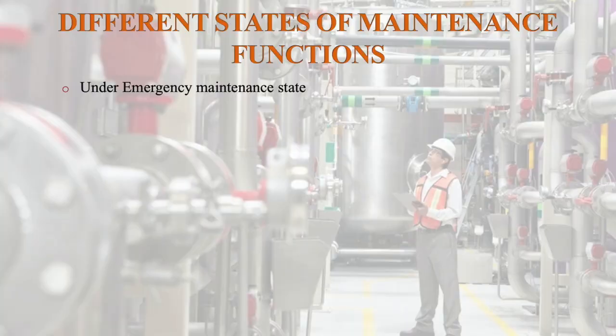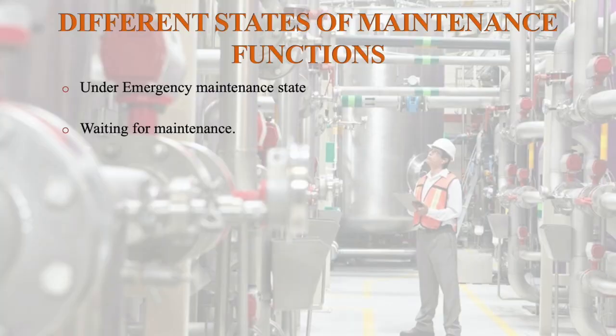Another is the emergency maintenance state. Some machines are under emergency because that machine is very essential for fulfilling the production of an order. One order came from some customers, and that order has to be fulfilled. So this machine is very essential, and such types of machines will be done under emergency maintenance.